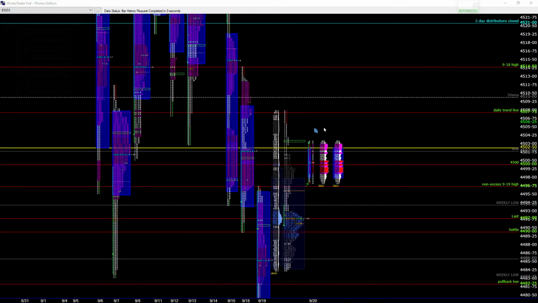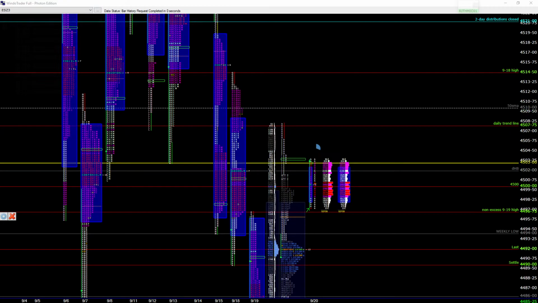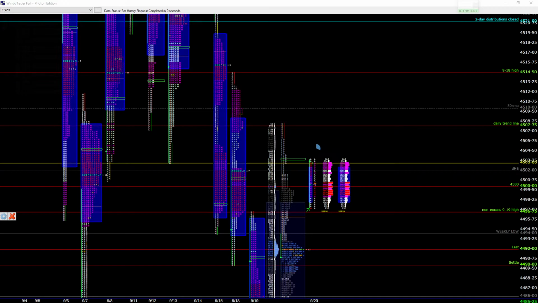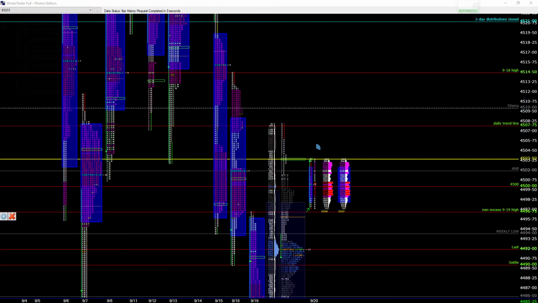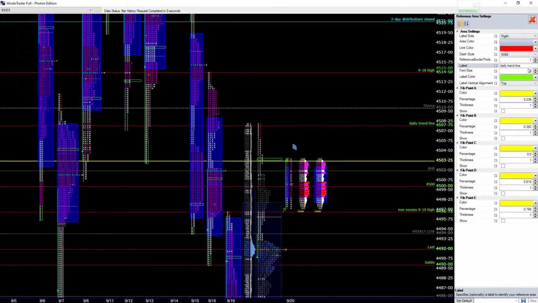A spike here, upside continuation towards this trend line here. That line has changed today. Let's see where it is now. Whoops, it's right there, 4503, right here. This daily trend line today is up here. It's right where this market is right now.